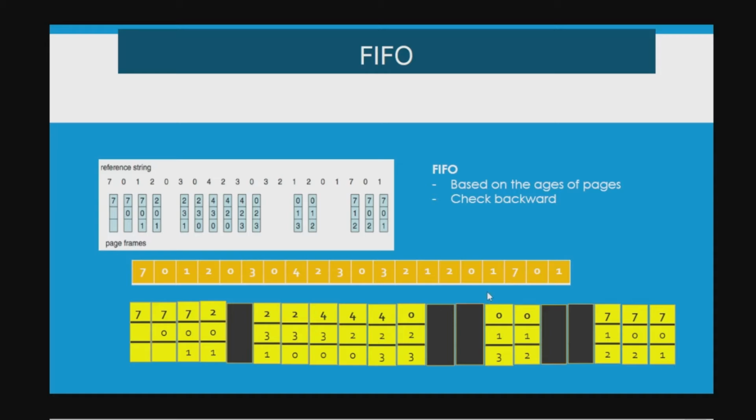So basically, you need to check the ages of the page before you can do replacement on the non-resident value. So at last, this is the process. And then to get the page faults, you can count 1, 2, 3, 4, 5, 6, 7, 8, 9, 10, 11, 12, 13, 14, and 15. So the page faults is 15. Okay, that is for the first in, first out.